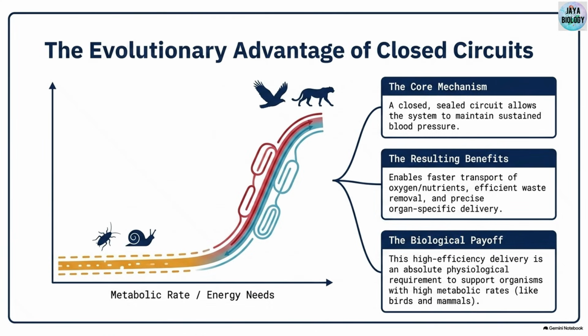Now, if you go with the evolutionary view, the organisms which have a very slow metabolic rate are able to manage with the open circulatory system. But slowly, what will happen when the metabolic rate is increasing? Then they want a high efficiency delivery system. And in this case, they have developed the closed circulatory system, because closed circulatory system is responsible for high efficiency delivery according to the requirement, because they have a high metabolic rate. It enables faster transport of nutrients, and they will be maintaining the sufficient blood pressure which is required.